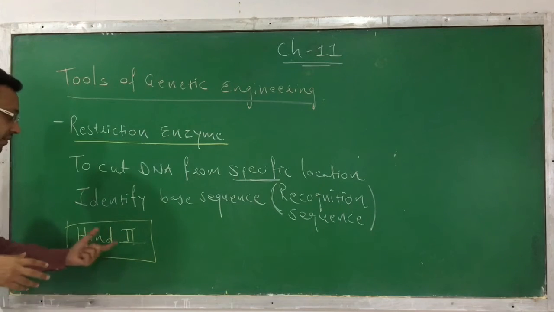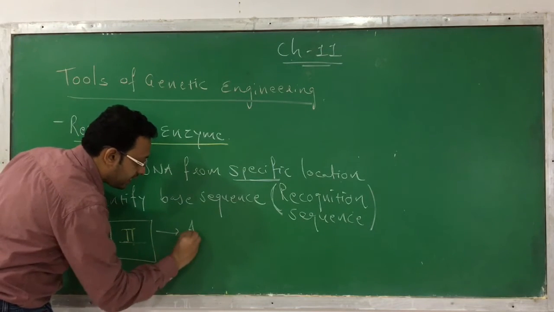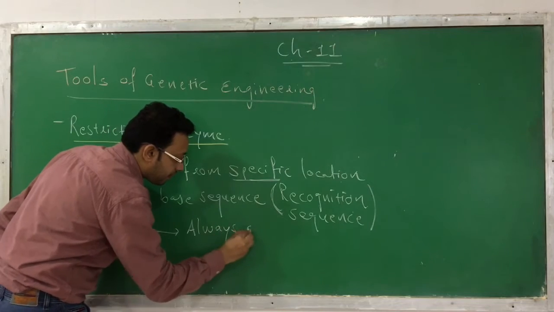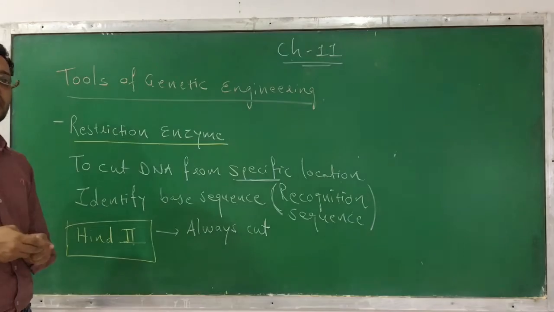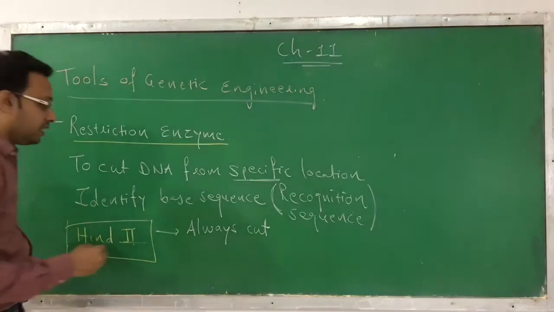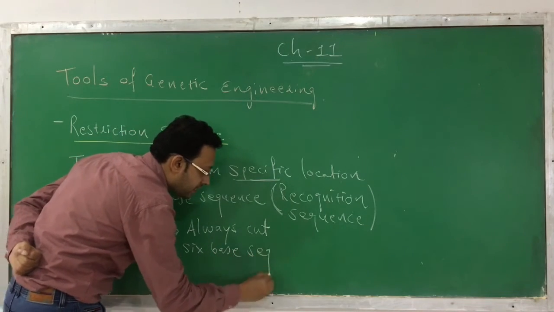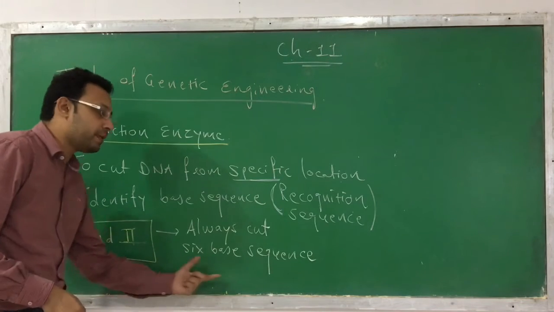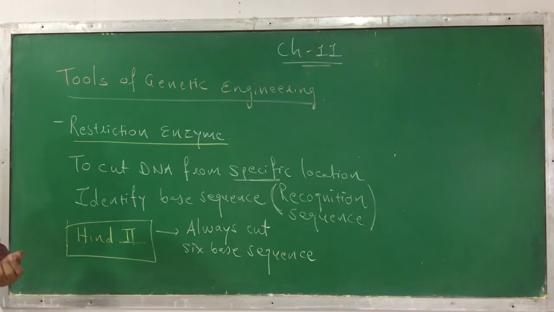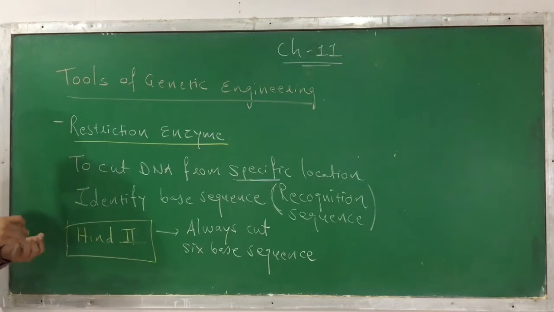When we look at the working of this Hind2 restriction enzyme, we find that it always cuts from specific sequences. It recognizes a 6 base sequence and always cuts from that portion. This is what usually happens in the case of the enzyme called HindII. So the first restriction enzyme that was discovered was the HindII enzyme.